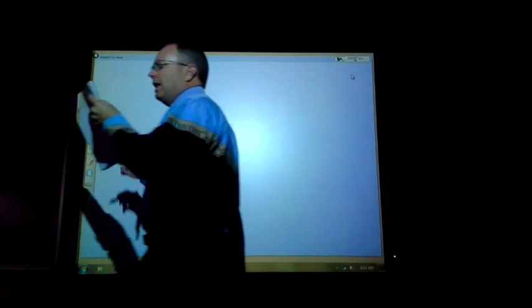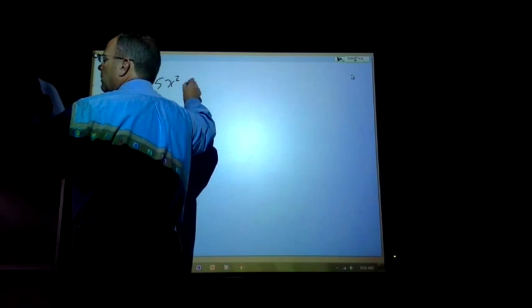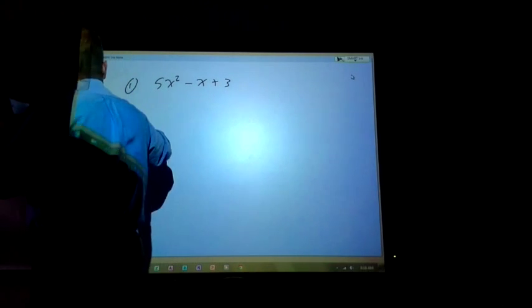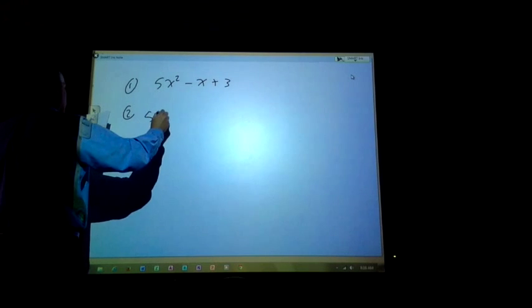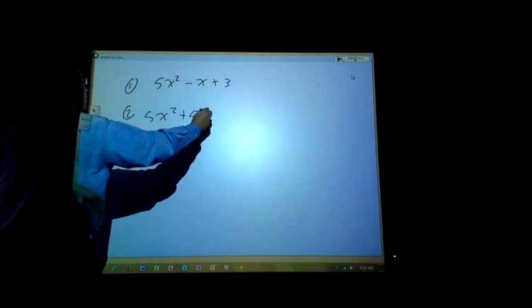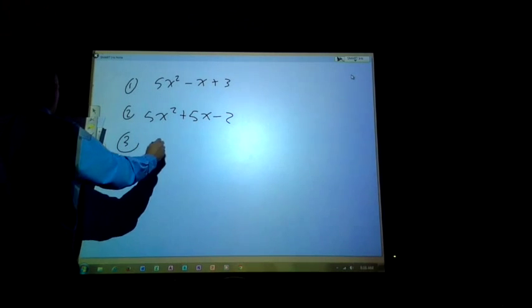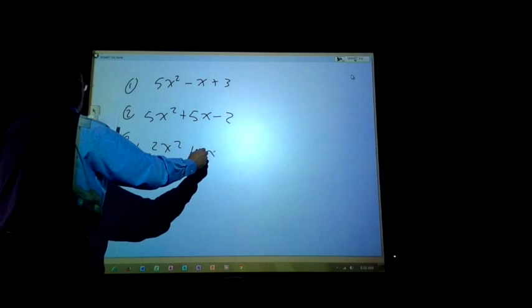All right, so problem number one, looks like if you combine like terms, you're going to get 5x squared minus x plus 3. So that's problem number one's answer. Problem number two's answer, and stop me if I need to go back and do any of them, is 5x squared plus 5x minus 2. Problem number three's answer is 2x squared plus 4x minus 4.